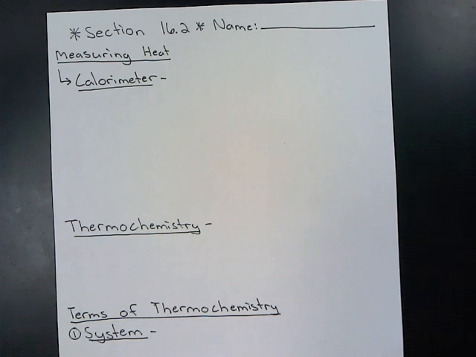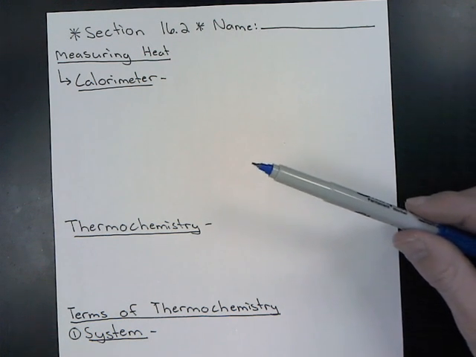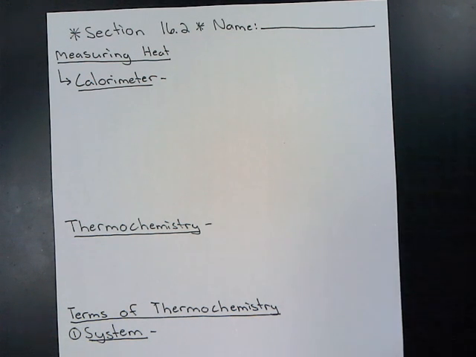Number one, describe how a calorimeter is used to measure energy absorbed or released. And then number two, explain the meaning of enthalpy and enthalpy change in chemical reactions and processes. So we're going to get started here with the definition of what this thing called a calorimeter is. A calorimeter is an insulated device used for measuring the amount of heat absorbed or released in a chemical reaction or physical process.